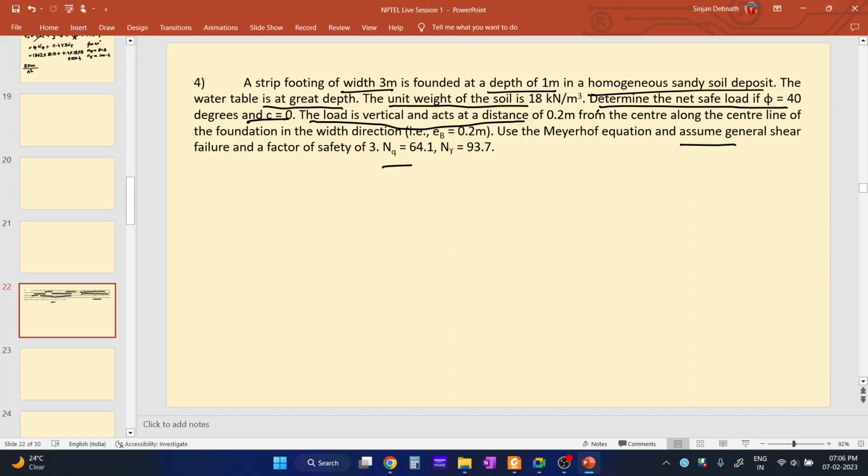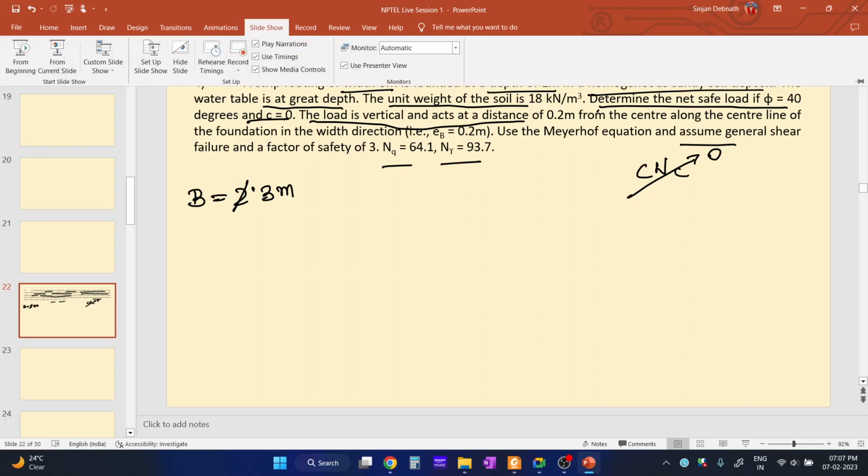We have the Nq and N gamma values. No Nc is given, because this is a complete sandy soil, C is equal to 0, so the cNc part will also be 0. That is why Nc is not given. So now let us solve this. B is equal to 3 meter.